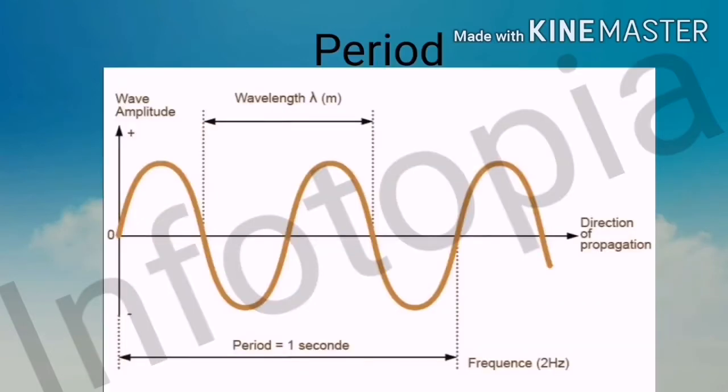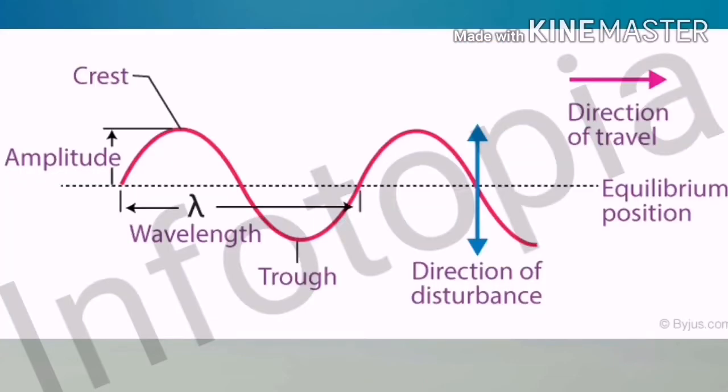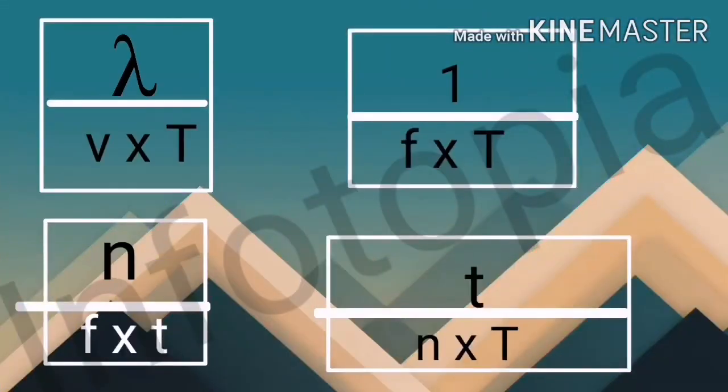The time period, expressed by capital T, is the time needed to perform one oscillation, and its unit is second. Speed of a wave, expressed by small letter v, is the speed at which a wave travels. Its unit is meters per second. Finally, wavelength. It is the distance covered by the wave in one period. It's expressed by lambda, and its unit is meters. Here are some formulas that help us calculate.